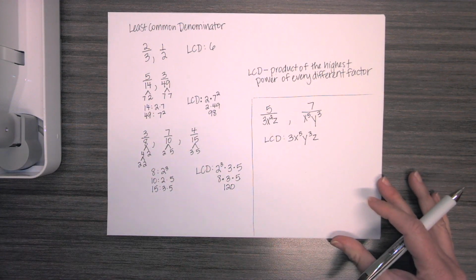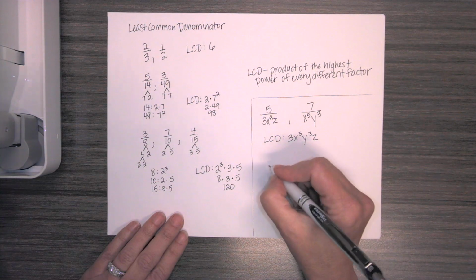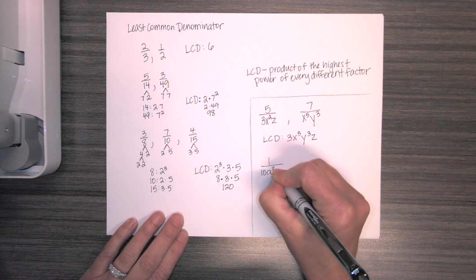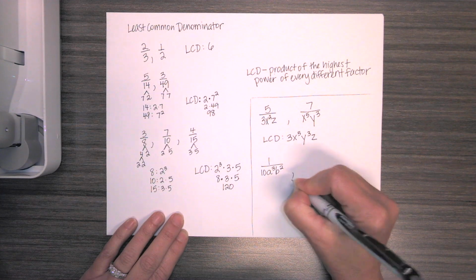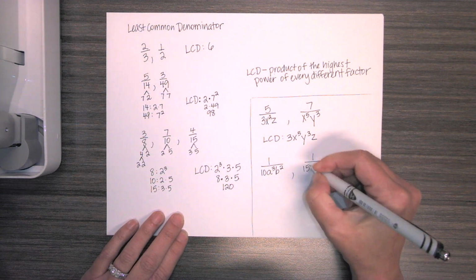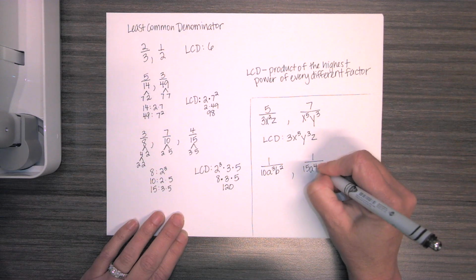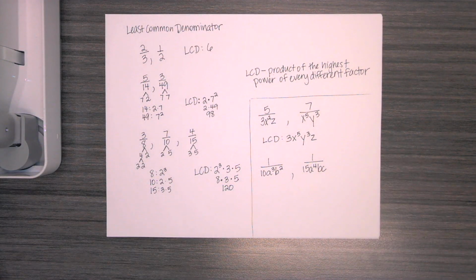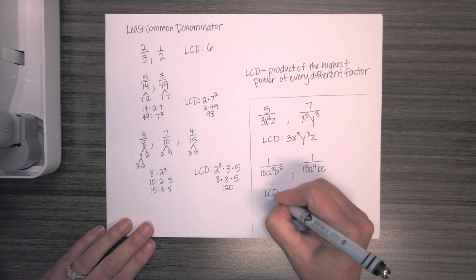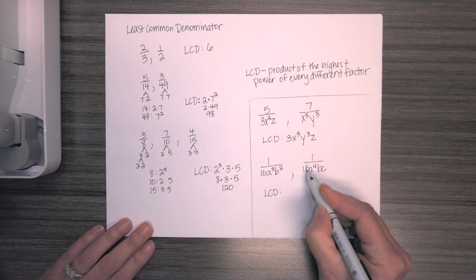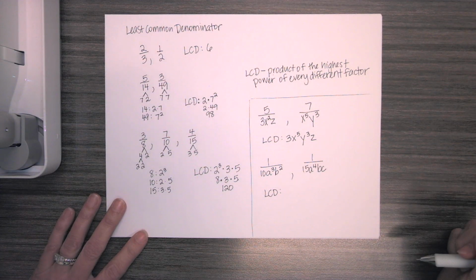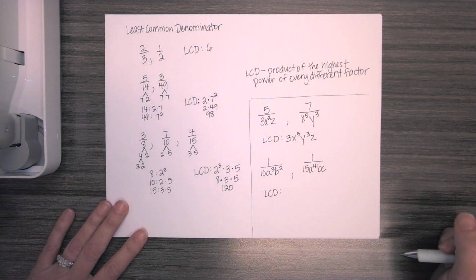Alright, let's look at another one. Alright, if I have 1 over 10a cubed b squared and 1 over 15 a to the 4th bc, and I'm looking for my least common denominator, I'm going to look at my coefficient parts first. I have a 10 and a 15. I need to get a common denominator for my 10 and my 15.